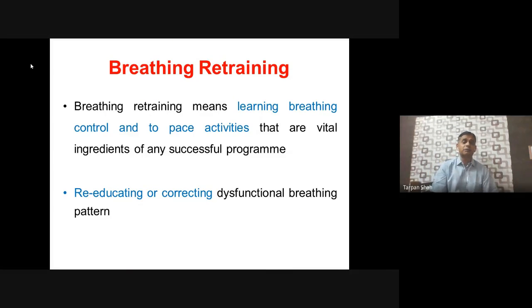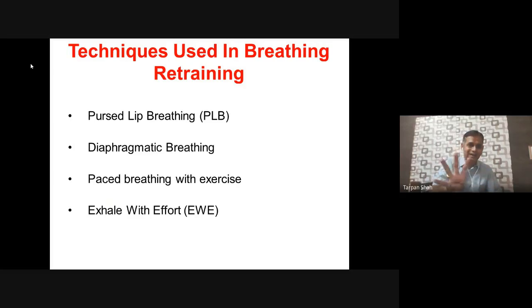Now let us see about breathing retraining. You are providing the training for the breathing. You need to give breathing retraining when there is a dysfunctional breathing pattern, when the breathing pattern is altered. So breathing retraining means the learning: you need to learn breath control and pace the different activities that are very vital for any successful rehab program. So basically you are doing two things: re-educating and correcting the dysfunctional breathing pattern. Four techniques come over here. Two techniques I have demonstrated. First, the breathing exercise.